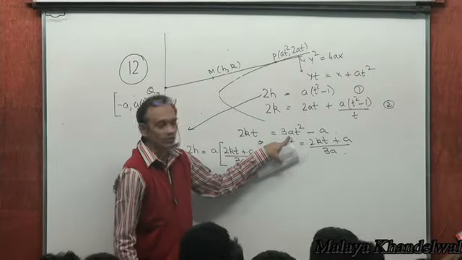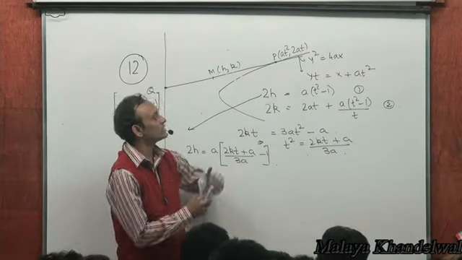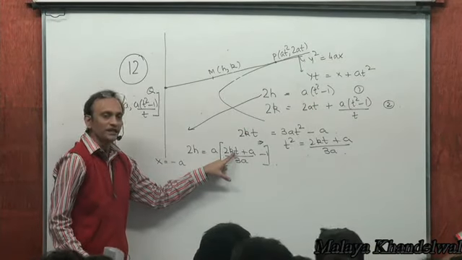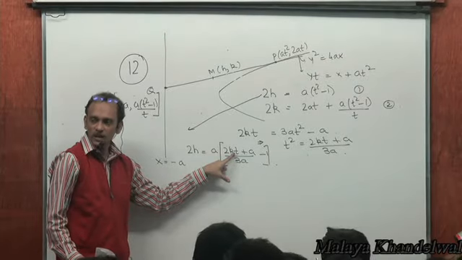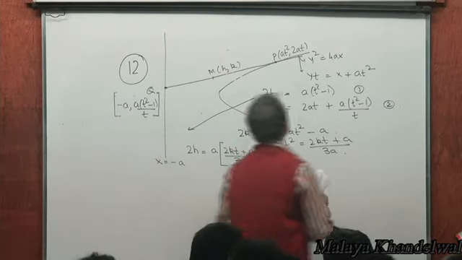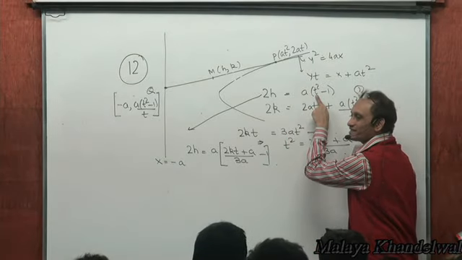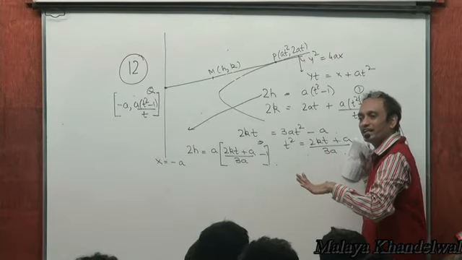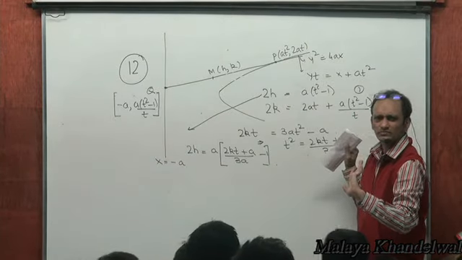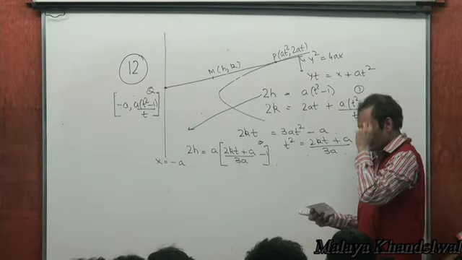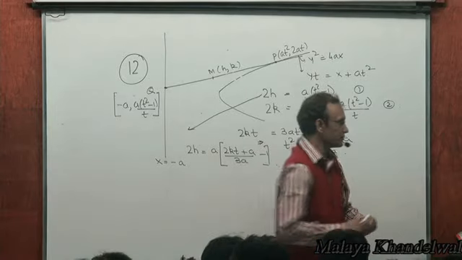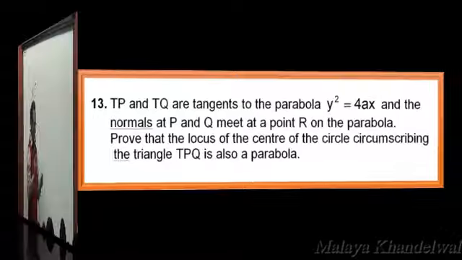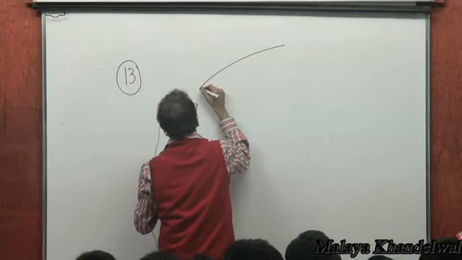See, I obtained t squared from this. I plugged into this. I got a linear in t. I can solve for t from this equation. Yes or no? Yes, sir. Once I solve for t from this equation, I can plug into this, that t squared. So t gets eliminated and you get a relationship that connects h and k. That's all. Right? Let's look at 13. There is a parabola y squared equal to 4ax.